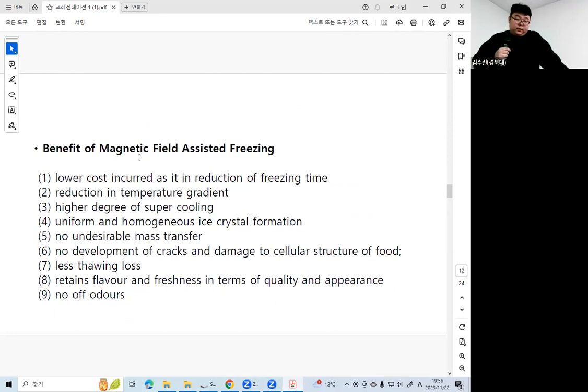These are the benefits of magnetic field assisted freezing. A low cost, including the reduction of the freezing time, reduction in temperature gradient, and a higher degree of supercooling; uniform and homogeneous ice crystal formation; no undesirable mass transfer; no development of cracks and damage to the cellular structure of the food; less thawing loss; and retention of flavor and freshness, in turn improving the quality and appearance of the product.